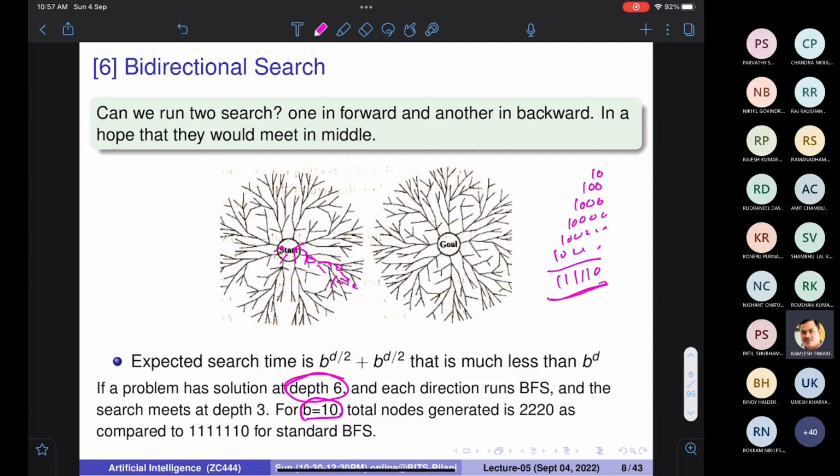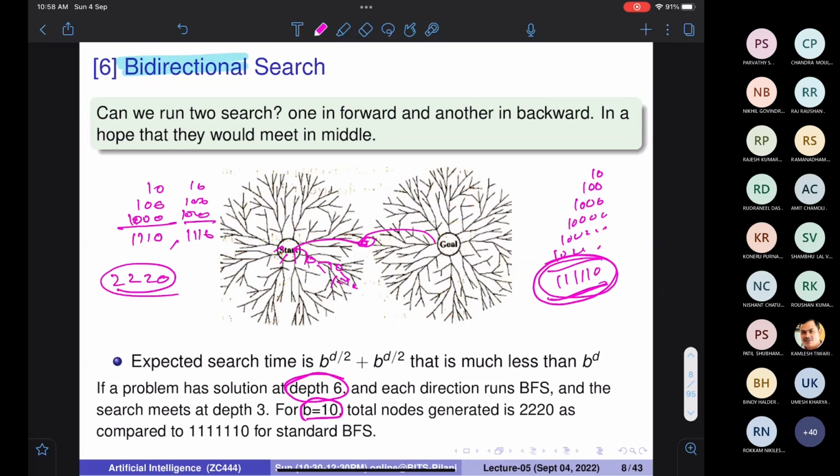But if you go for bidirectional search, from one direction you only go to depth 3 and you are able to find a common point, and then you can reconstruct the solution. So initially you explore 10, then 100, then 1000, and on the other side also you explore 10, then 100, then 1000. So total number of items explored is 1110, and I think I have written it wrongly. It is going to be 1110 from each side, so 2220 nodes you need to explore, as compared to this, which is a very large number. Make sense? Yes.